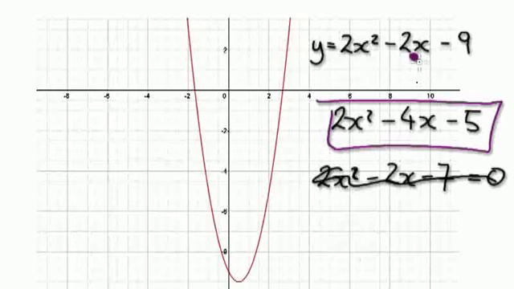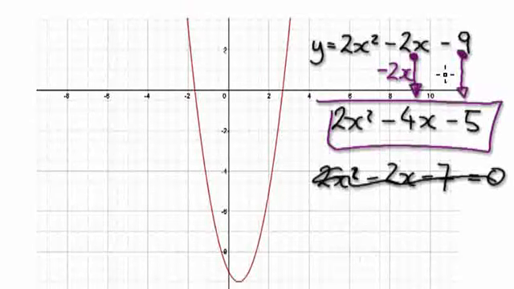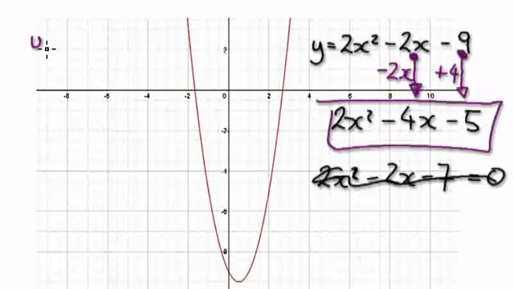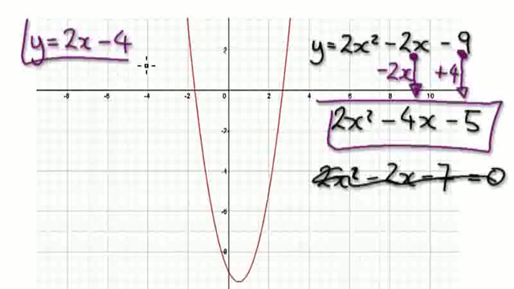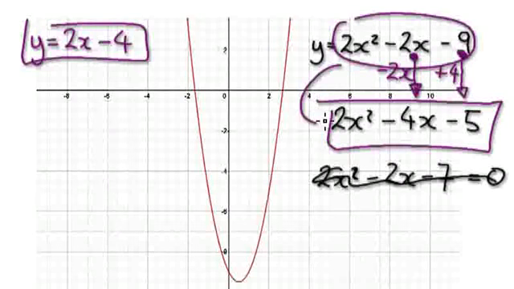I've started here. How would I get from here to here? I would need to minus 2x from both sides. And negative 9, how would I get from negative 9 to negative 5? I would need to add 4 to both sides. So you see, if I draw myself a line of y equals 2x minus 4, I can in fact use this to solve this.